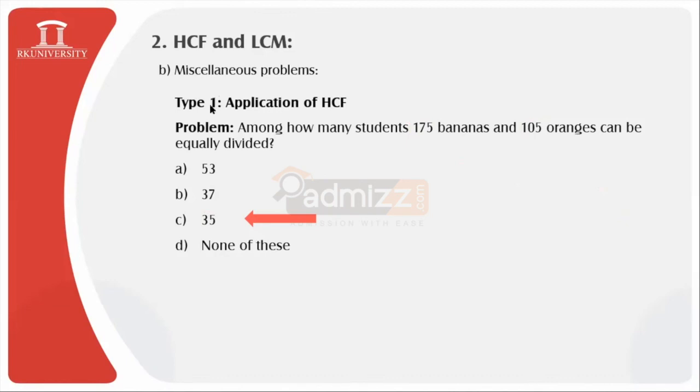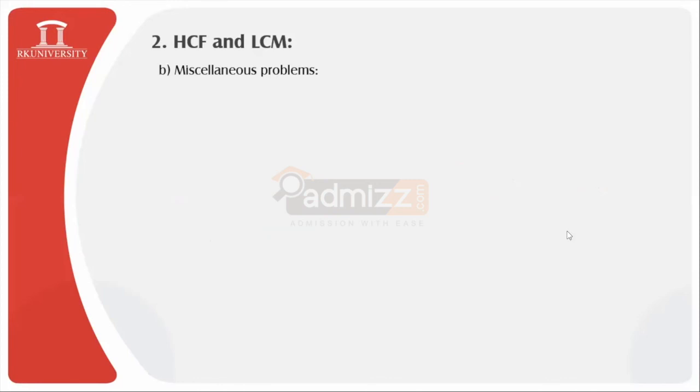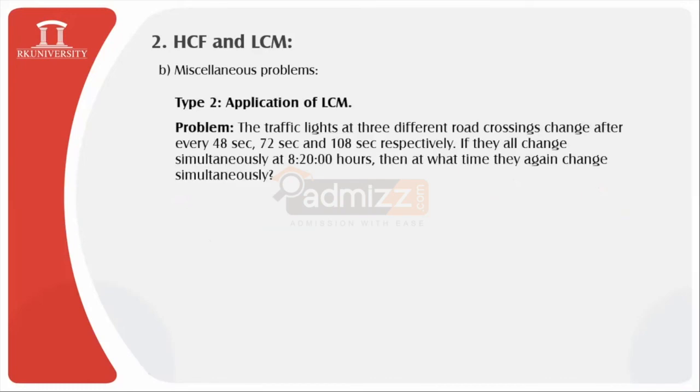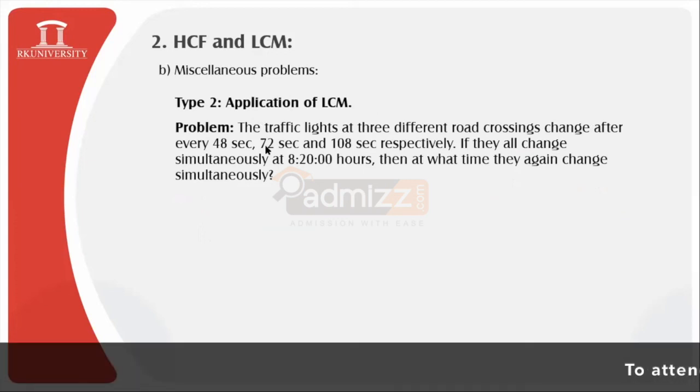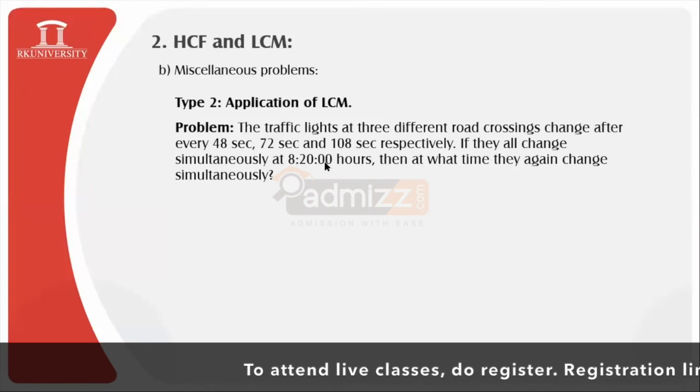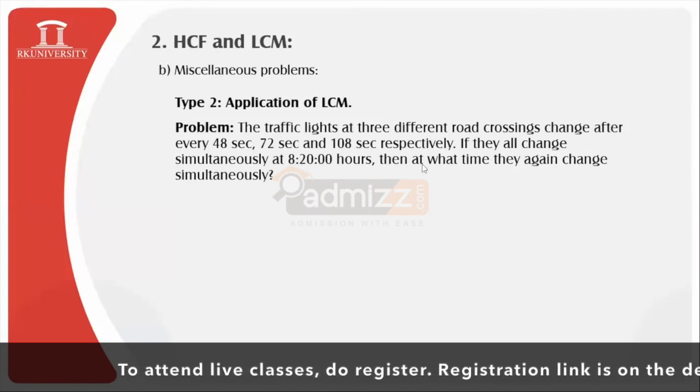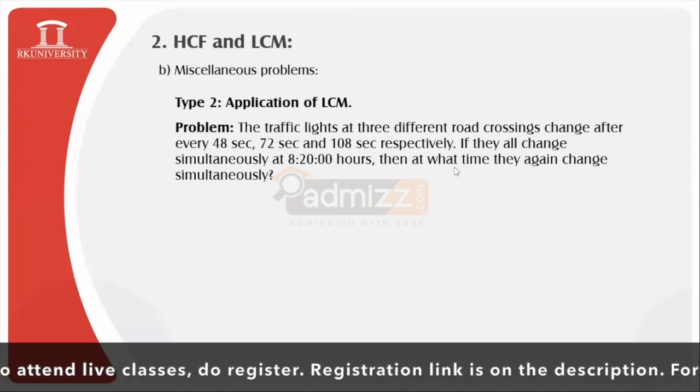Now I will switch over to the next application, that is the application of LCM. So let us observe the next type of miscellaneous concept, that is type number 2, which deals with the application of LCM. The problem will be offered to you like this: the traffic lights at 3 different road crossings change after every 48 seconds, 72 seconds and 108 seconds respectively. If they all change simultaneously at the given point of time, that is 8:20 hours, then at what time will they again change simultaneously?